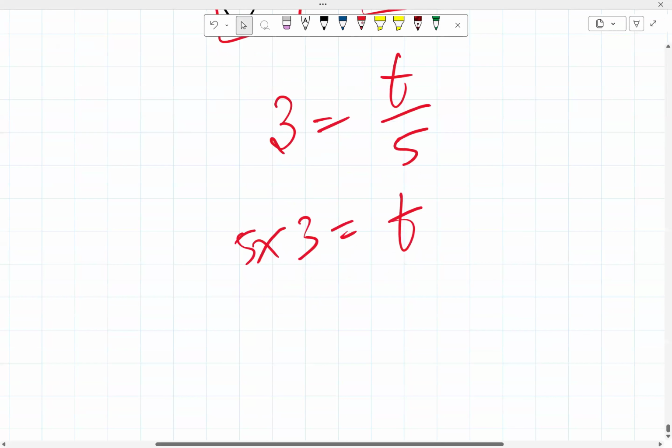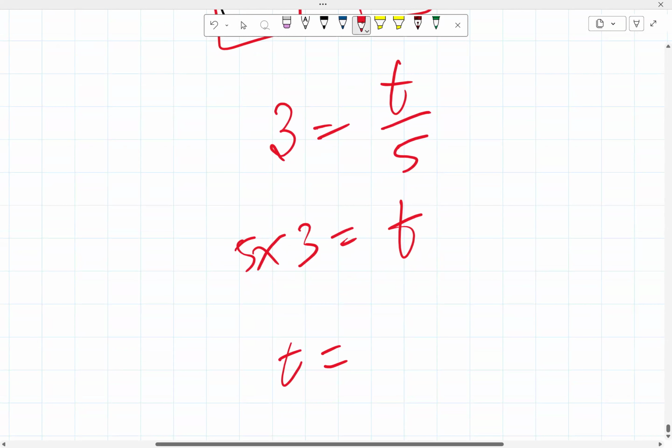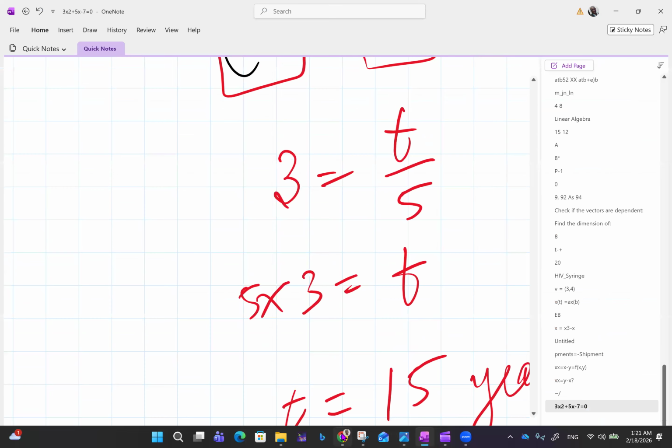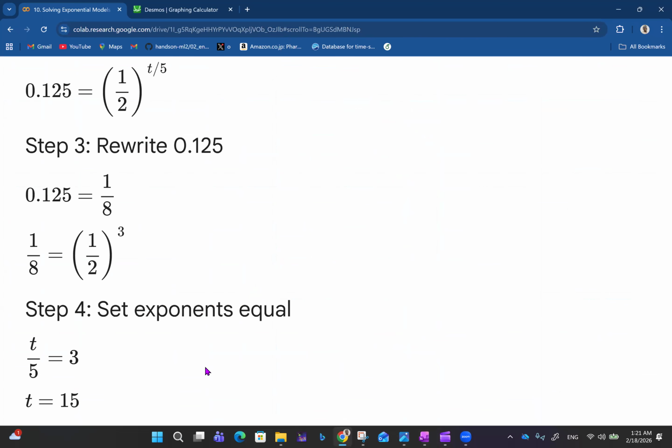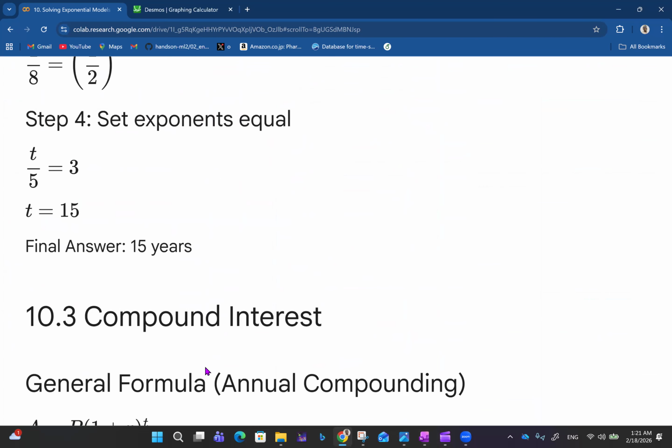So it means that it will take 15 years, like I figured. So it takes 15 years to reduce to 25 gram. So t is 15. So the final answer is 15 years.